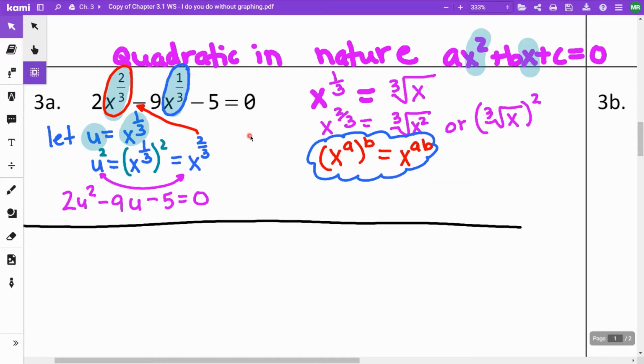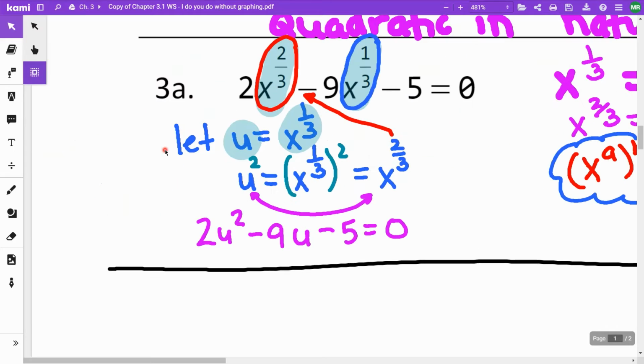Again, our goal is, when you see some variable to a power in a trinomial with that same variable to a different power, you're hoping right now in these problems that you can get it to be a quadratic down the road. Okay. So you take whatever is in the middle term. You have that equal u, which I had right here. Okay.